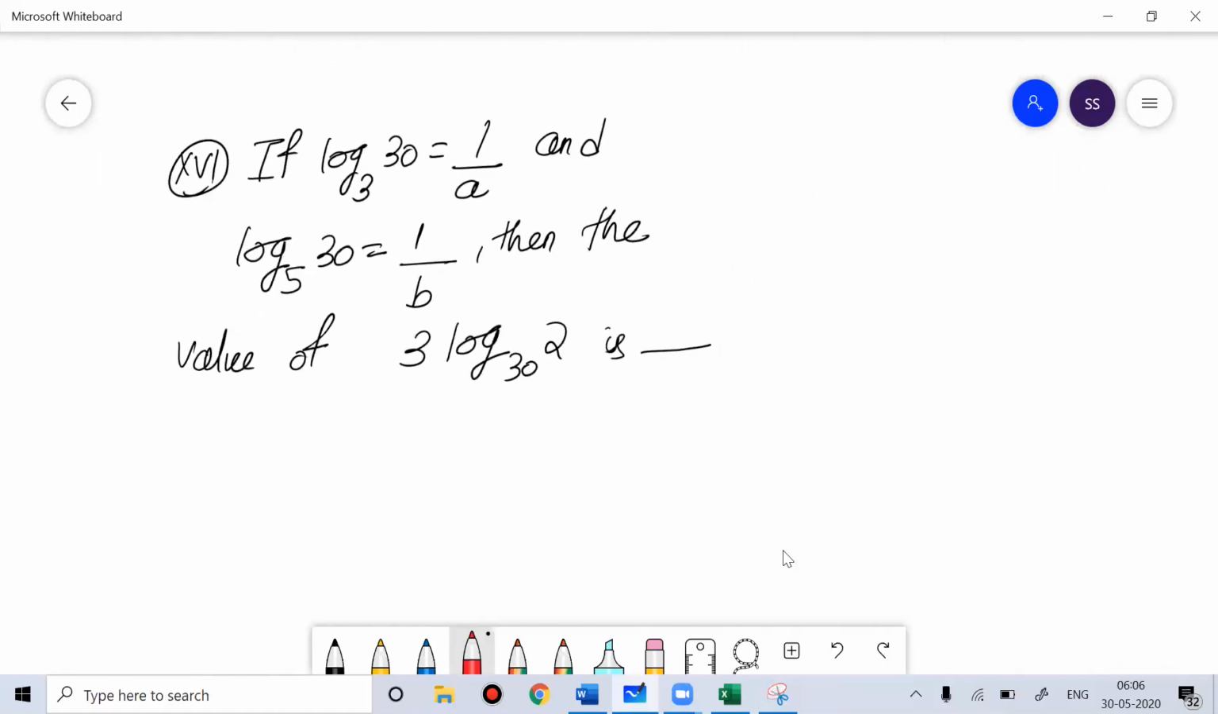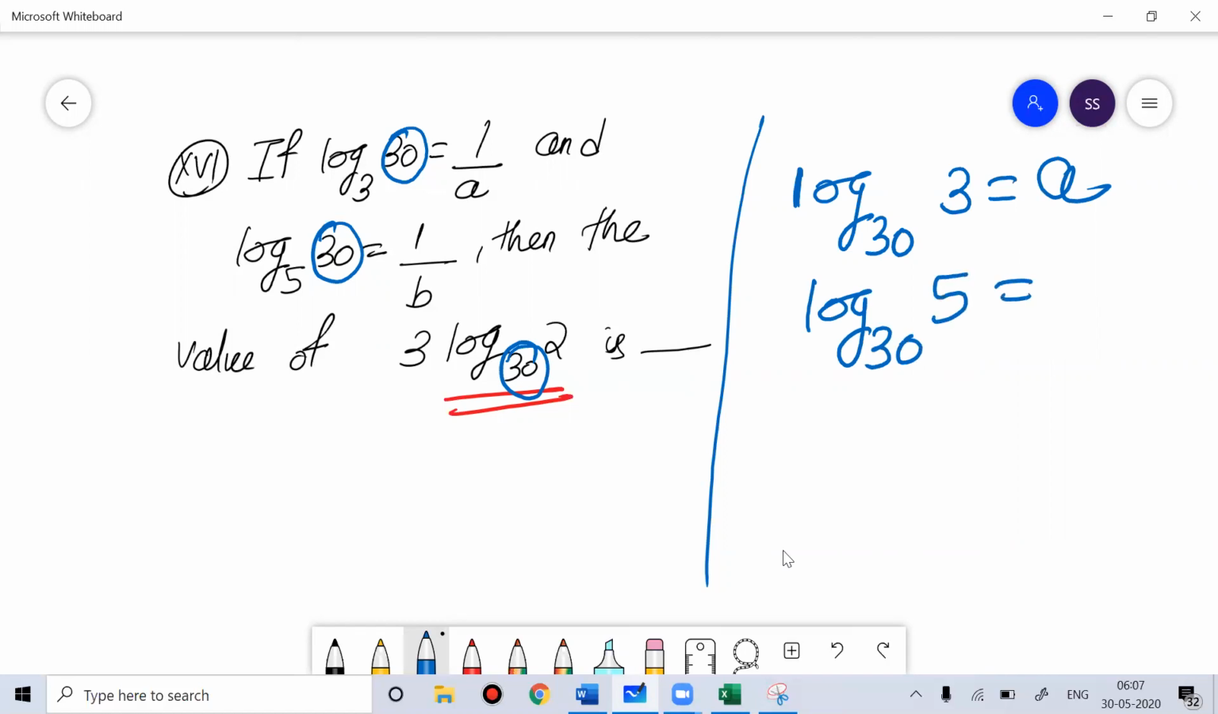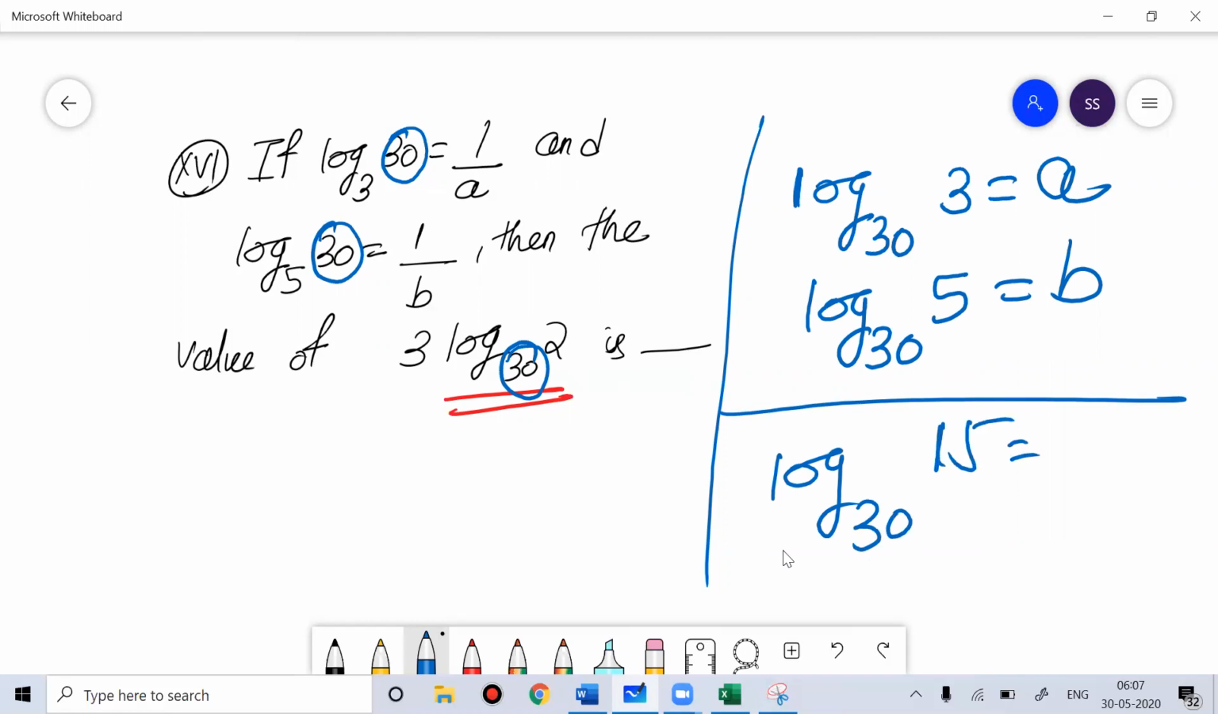Now you want this value, and the base should be 30. If you notice, the base should be 30. Here you can see the argument base is there. Base should be 30 according to you. So I can write log base 3 is equal to a, and I can write log base 5 is equal to b. So I can write log base 30 of 15 is equal to log a plus log b. If I add them, log 3 plus log 5, that is log 15, that is equal to a plus b.